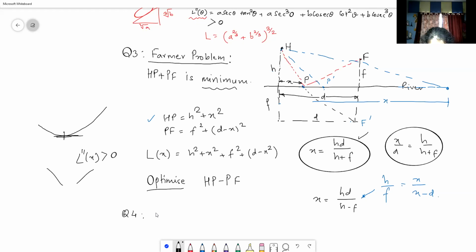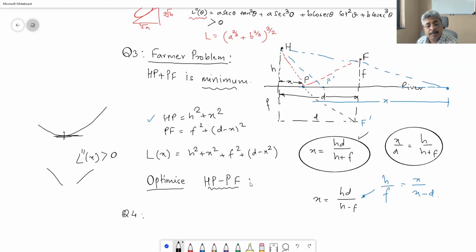Compare. So we are maximizing HP minus PF. This will be maximum. If you check second derivative, this difference is going to be maximum. HP minus PF is maximum when they are collinear. Otherwise, it will always be less. Again, triangle inequality. Second part of triangle inequality.